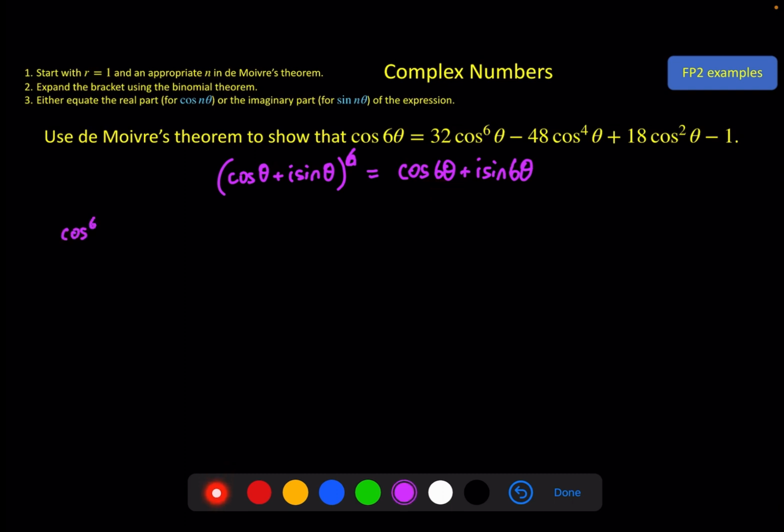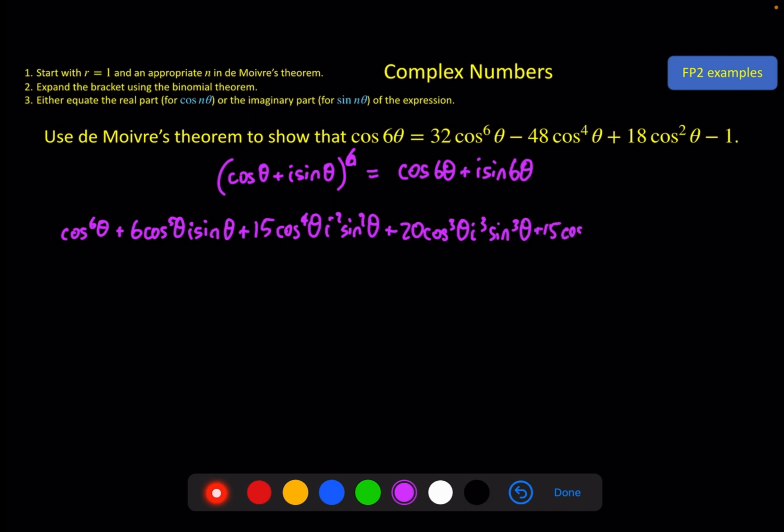We're going to have cos^6 theta, and then we're going to have a 6 cos^5 theta times i sine theta, and then the next one in Pascal's triangle here is a 15 cos^4 theta i^2 sine^2 theta plus 20 cos^3 theta i^3 sine^3 theta plus 15 again cos^2 theta i^4 sine^4 theta plus 6 cos theta i^5 sine^5 theta plus on the end i^6 sine^6 theta. And you can immediately see why sometimes these questions take a bit of time.